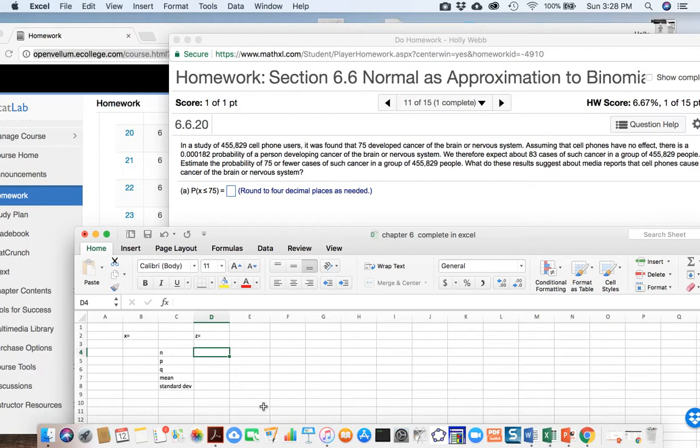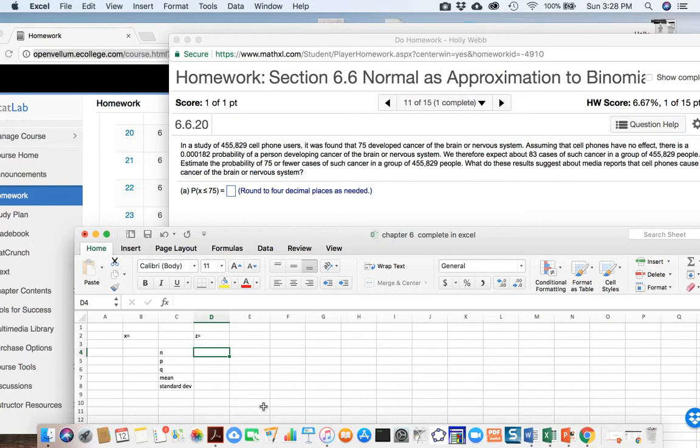Estimate the probability of 75 or fewer cases of such cancer in this group of people, and what does this result suggest about the media reports that cell phones cause cancer of the brain and nervous system? So we've all heard that we have to keep the cell phone away from our ears, that it could cause cancer, and here's a study regarding that.